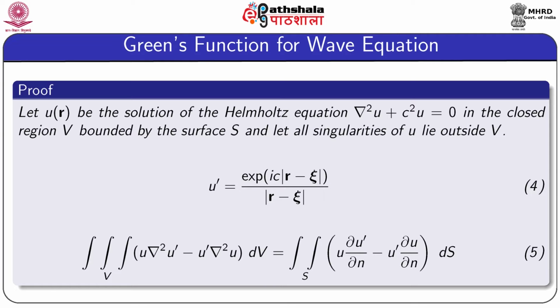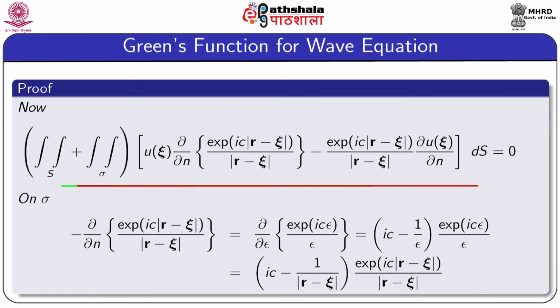So, if we recall equation 5, the left hand side will be 0 for the region V minus sigma and the right hand side will be the surface integral over the surface which is the boundary of V minus sigma. That means this surface integral is to be evaluated on the surface S union small sigma. So, for that case it becomes the surface integral over S union sigma of the quantity u del del n of this minus u dash del u del n is equal to 0.